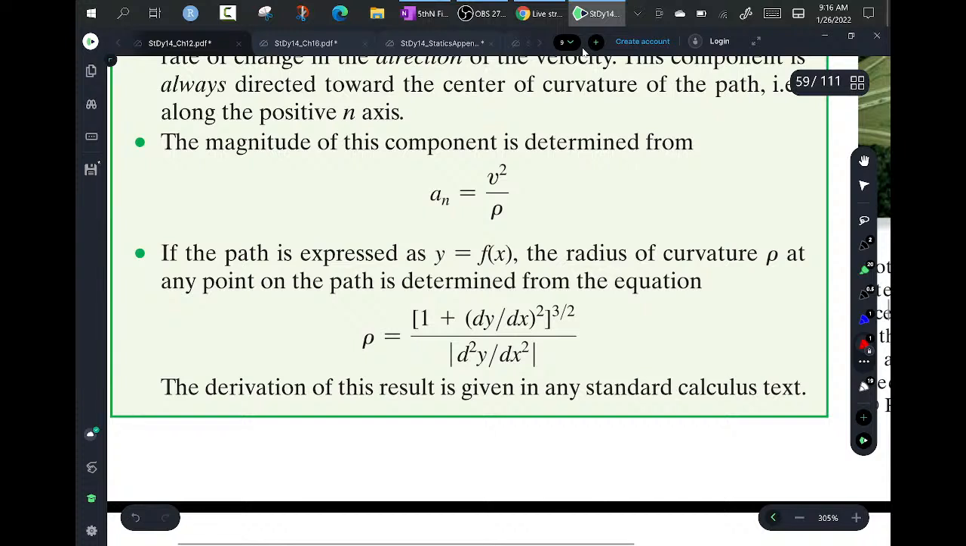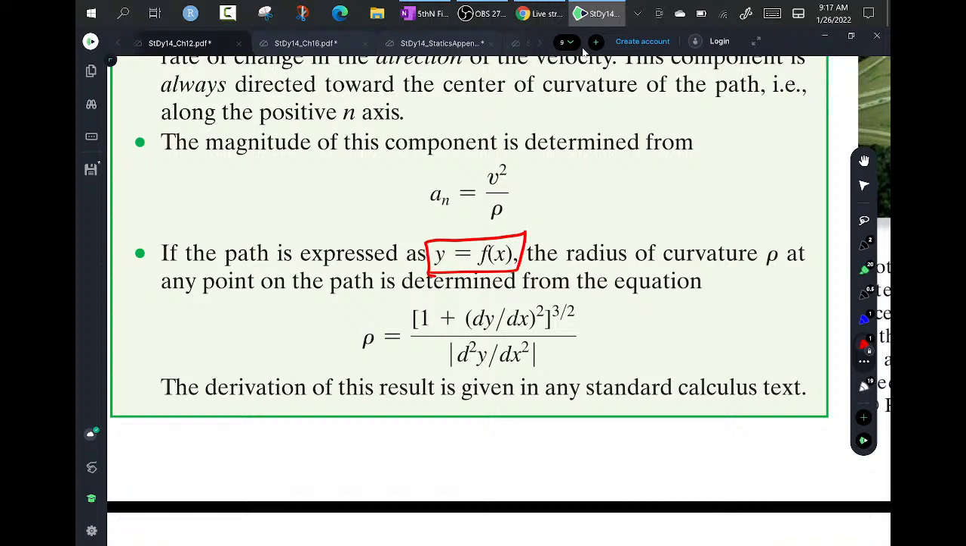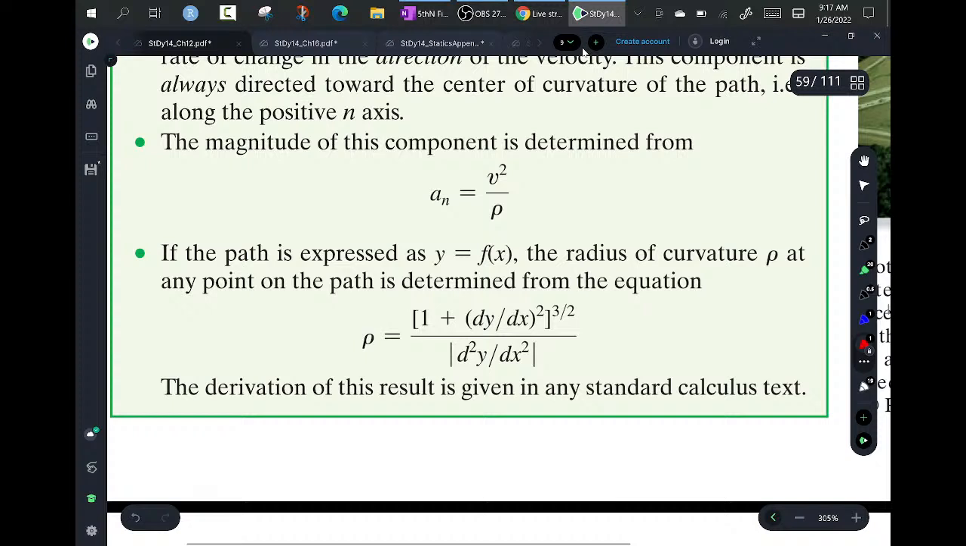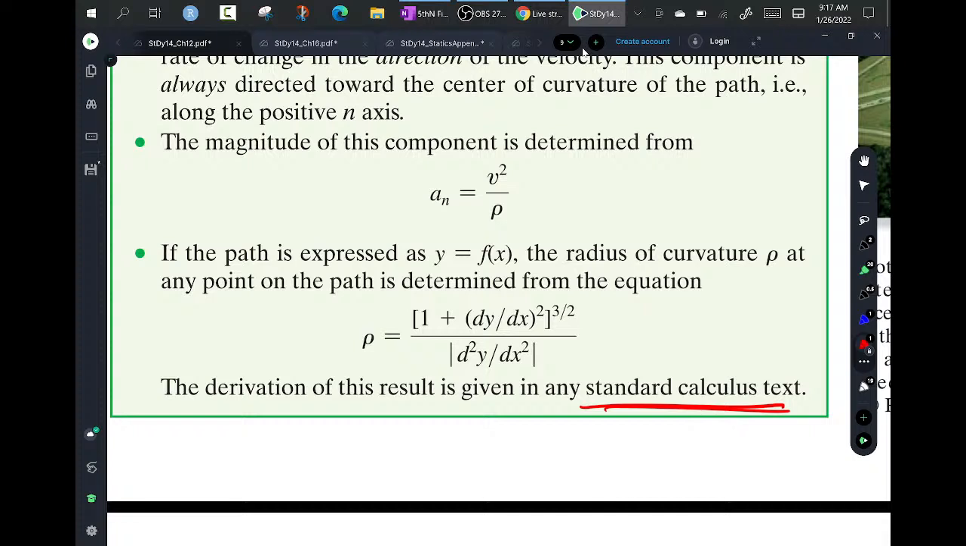If the path is expressed as something funny like that, that's not that funny. The radius of curvature at any point, then the path is determined from this. And this, I don't know which calculus it's in, but I think this is derived in that calculus, but I'm not sure which calculus. Oh, okay, standard calculus text, but they break a standard calculus text into, what, 3 classes?